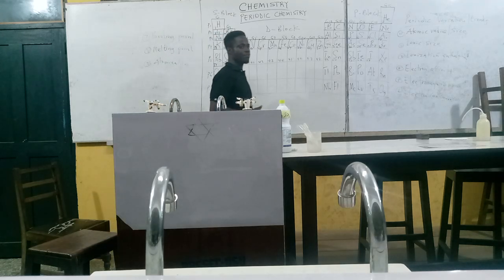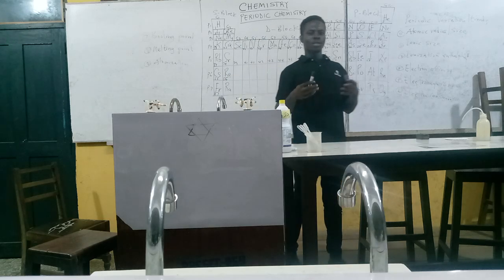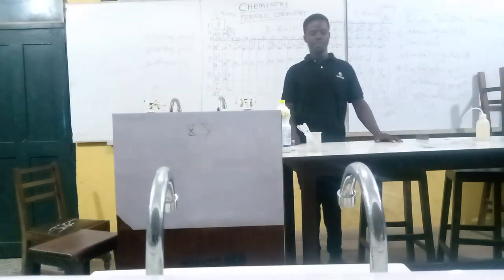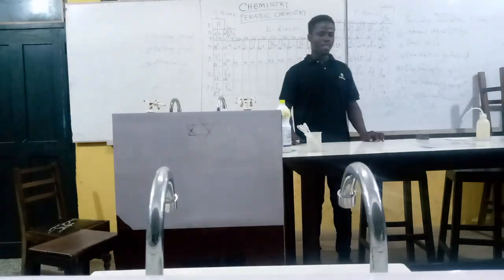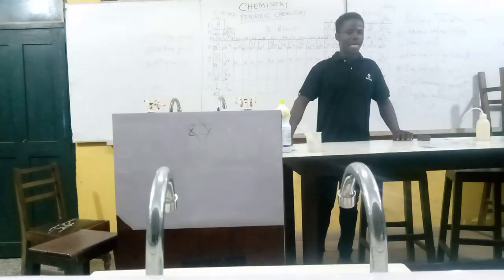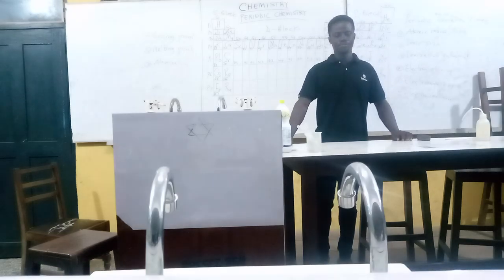Then we can have atomization, and so on and so forth. There are some few. So all these are periodic variations on the periodic table, which we need to understand. But there are some important ones we would like to talk about in today's lesson.